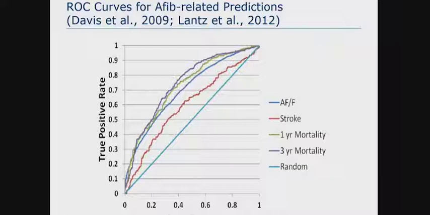There's a nice operating point right about here where you could intervene in a very mild way, like an aspirin a day, and maybe avoid the atrial fibrillation. AFib-induced strokes are harder to predict. AFib-induced mortality for those who stay in AFib is somewhat easier to predict.